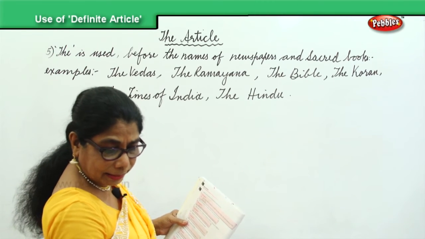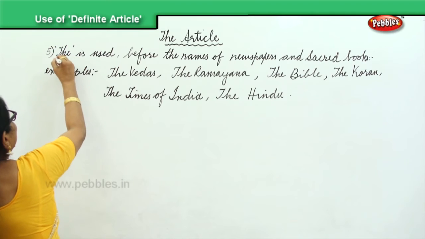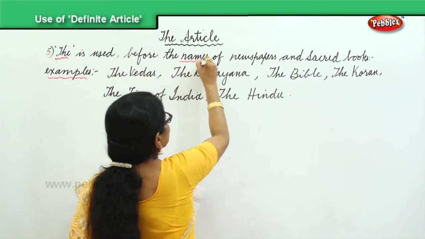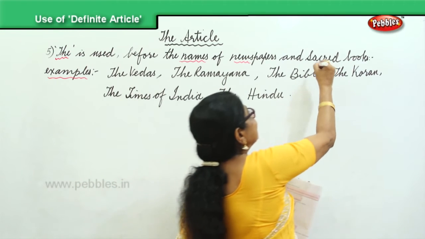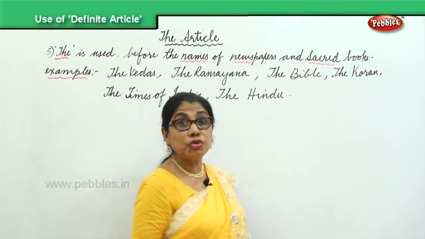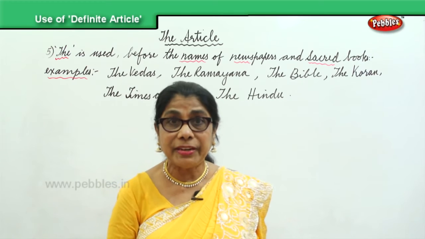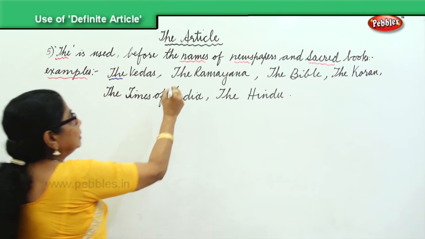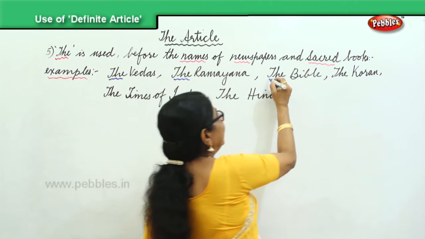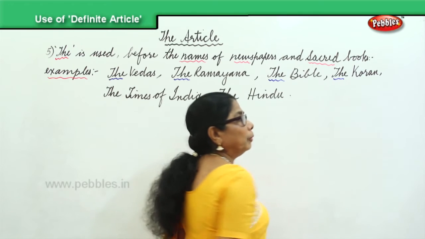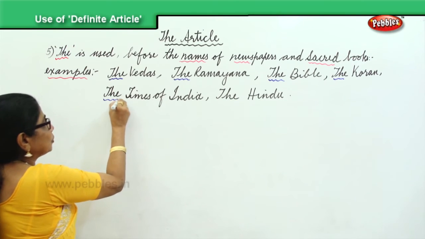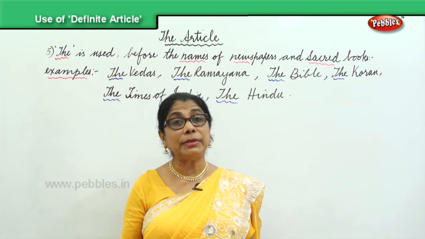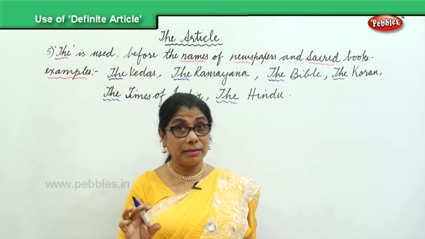So what we are looking at is, in the fifth category, the is used before the names of newspapers and sacred books. Newspapers and sacred books, the definite article the is used. Then we will say the Vedas, the Ramayana, the Bible, the Quran. That's the sacred books. Papers, you will say the Times of India, the Hindu, and whatever the other newspapers, the definite article the is used.